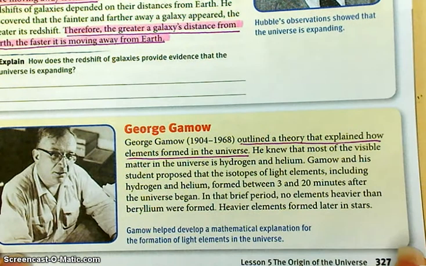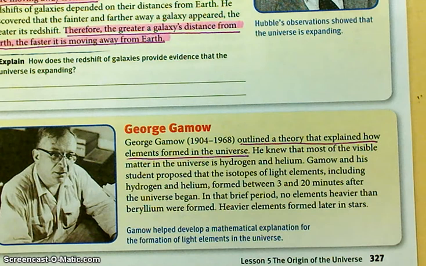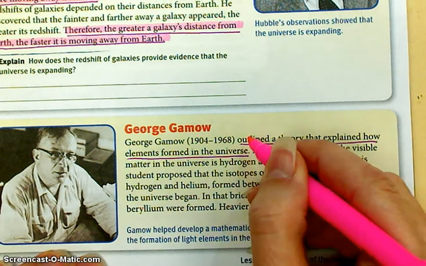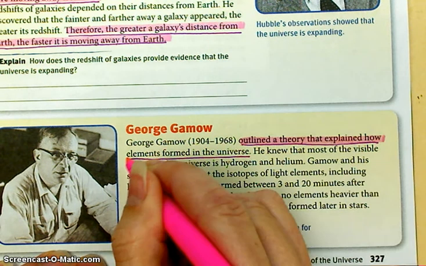Okay, then we have George Gamow, or Gamow, I don't know how to say his last name. He outlined a theory that explained how the elements were formed in the universe.